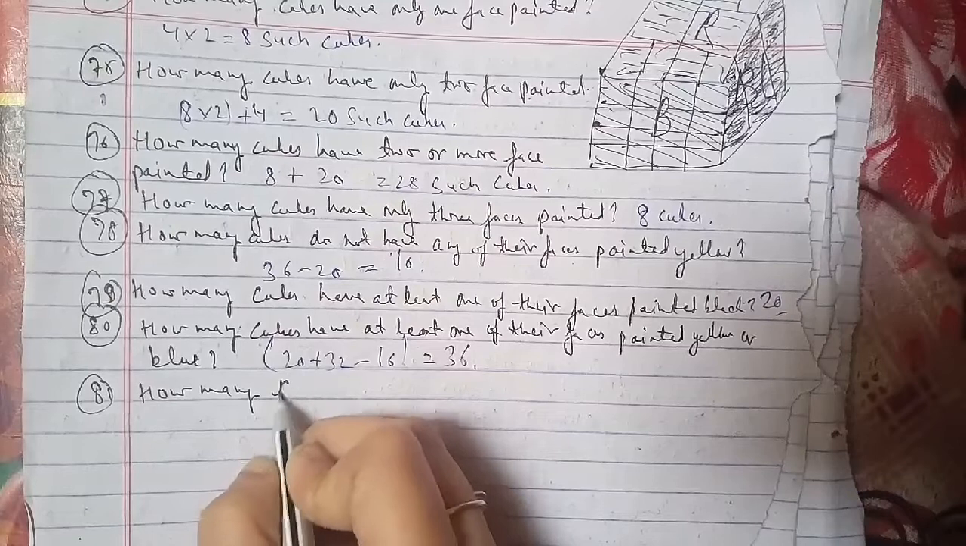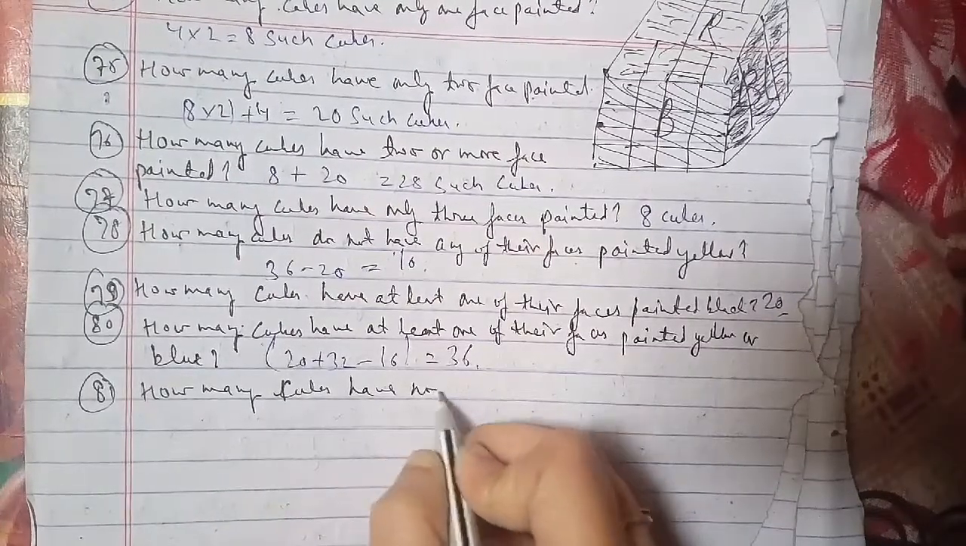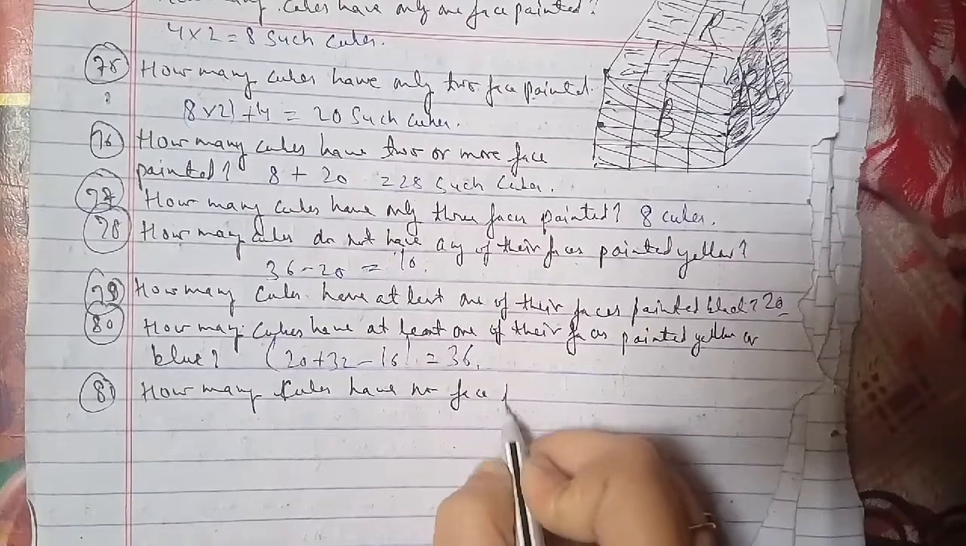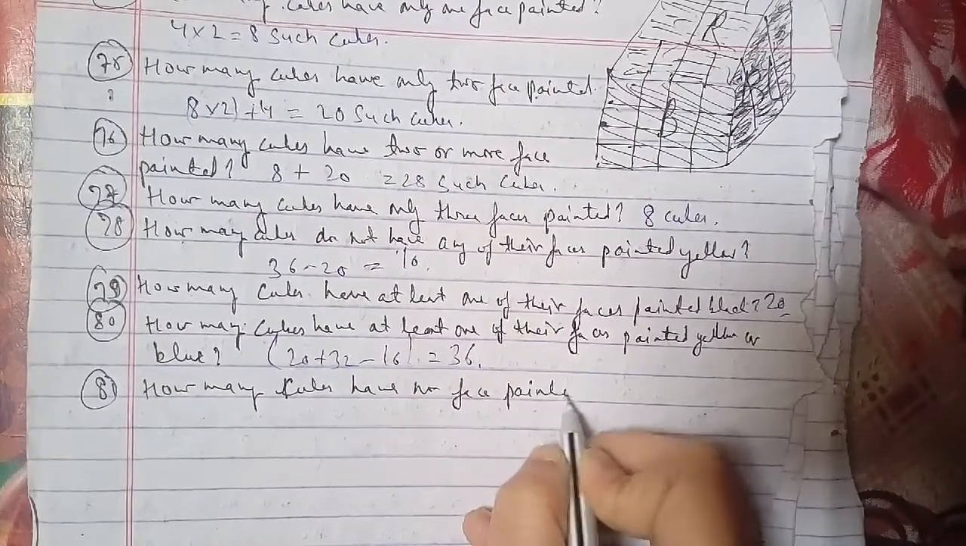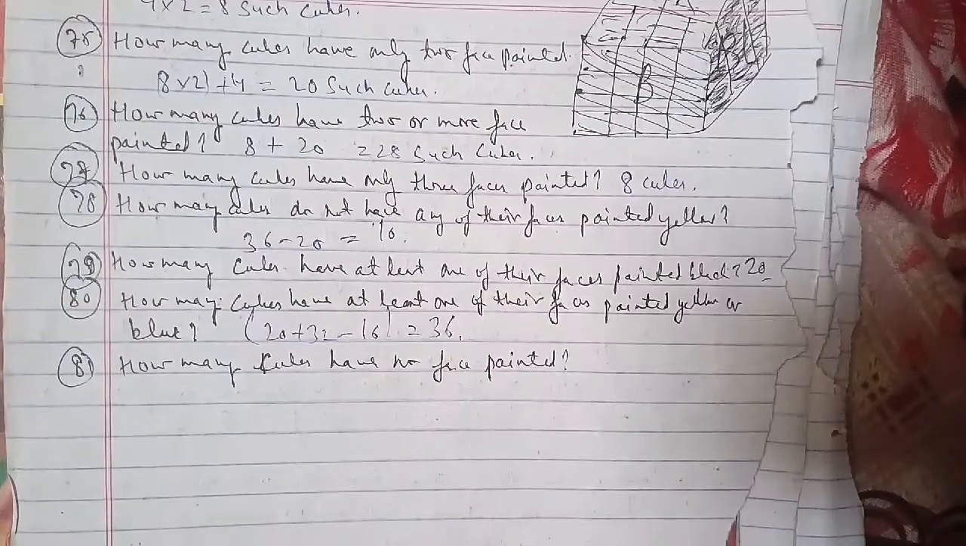How many cubes have no face painted? The options we have are 8, 4, 1 and 0. We'll go ahead for the same.